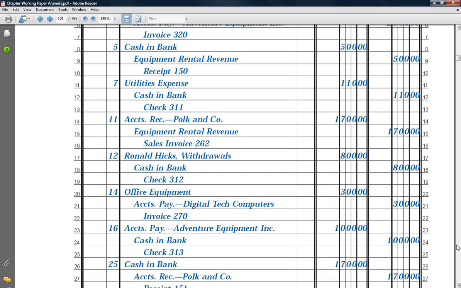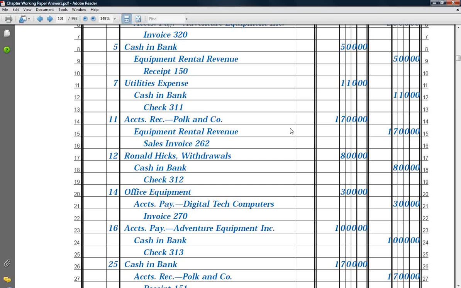Okay, transaction on the 7th, paid for our utilities, so that's an expense. We know the expenses have a normal debit balance. We increase the expense, so it's a debit to utilities expense. We wrote a check, so we know we credit cash in bank. Source document check 310. Debit utilities expense for $110, credit cash in bank for $110.